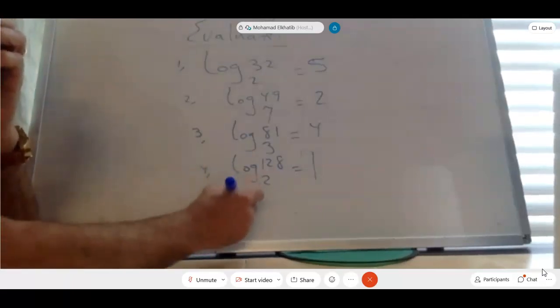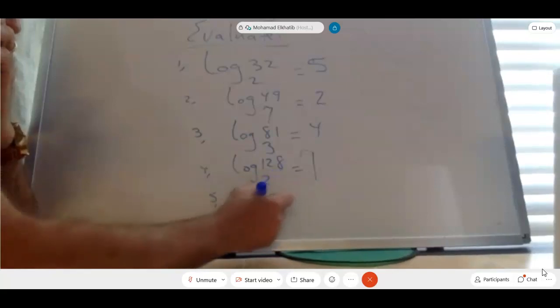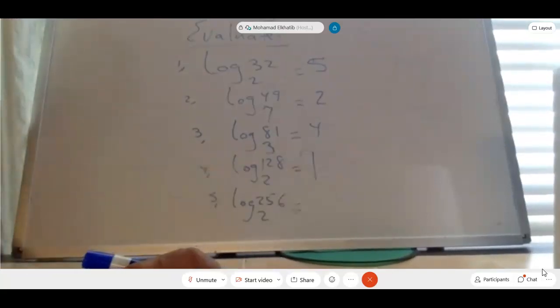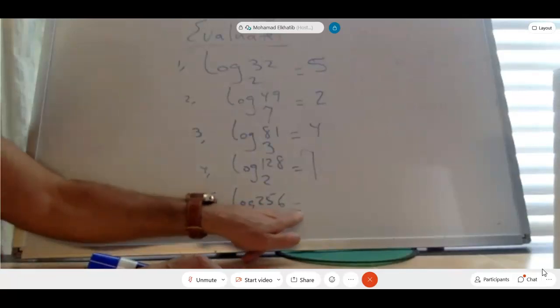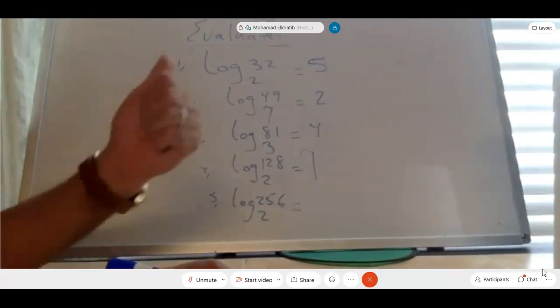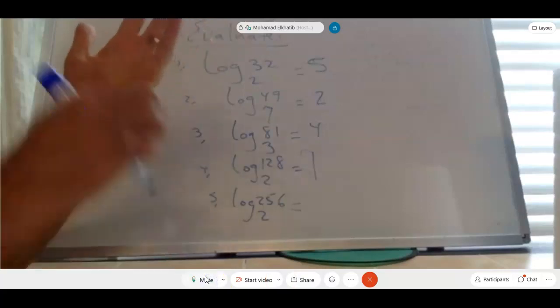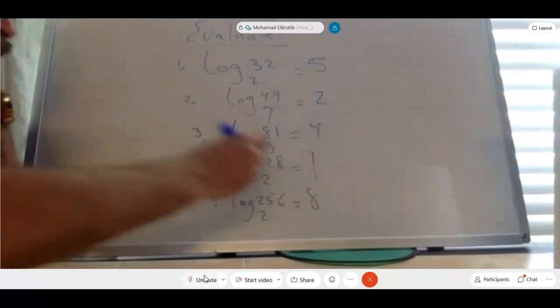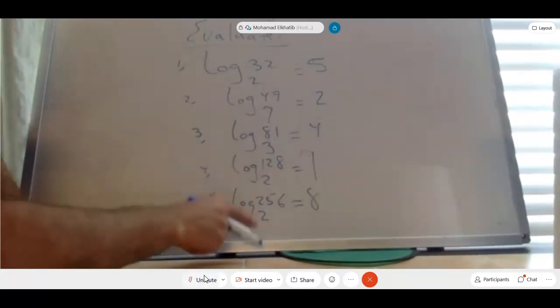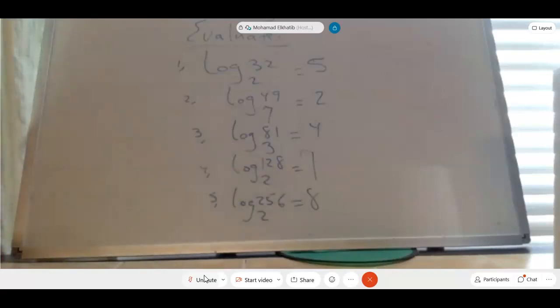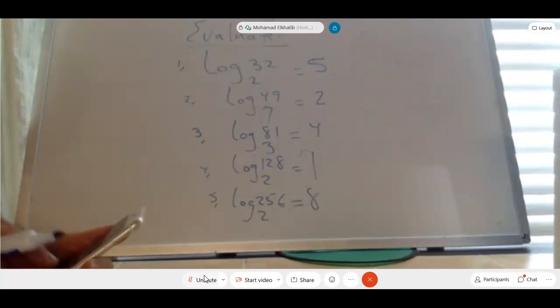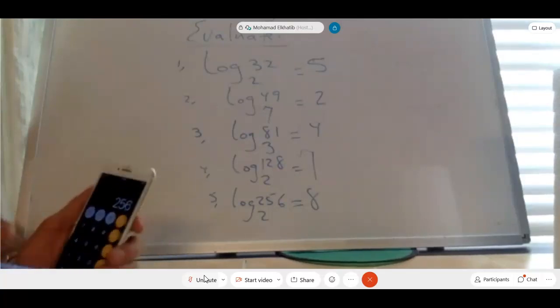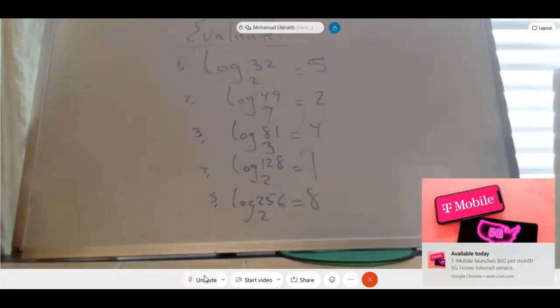Like, let's say I want to do log 256 base 2. So what does that mean? How many times would I multiply 2 by itself to reach 256? 2 times 2 is 4, 8, 16, 32, 64, 128, 256. The answer is 8. So how do you check it? You go to the calculator and you multiply 2 by itself 8 times and see if you got 256. So 2, 3, 4, 5, 6, 7, 8, and I got 256.